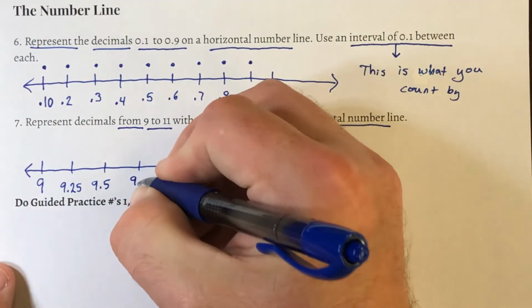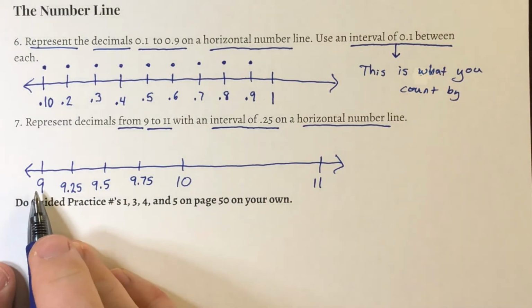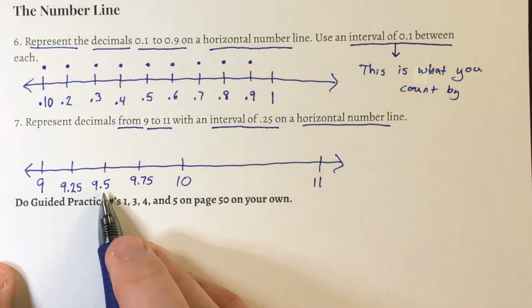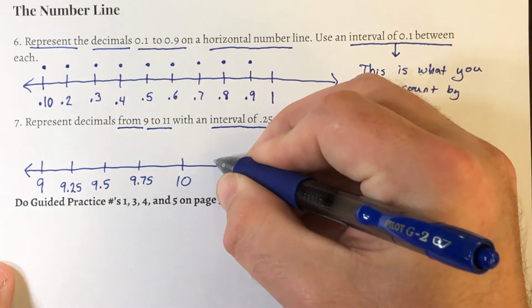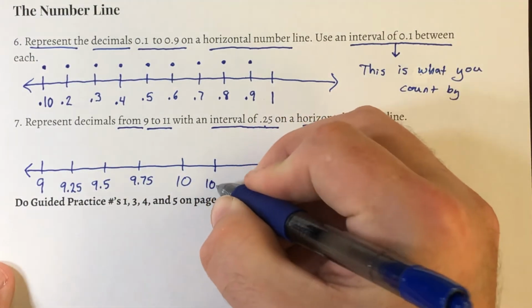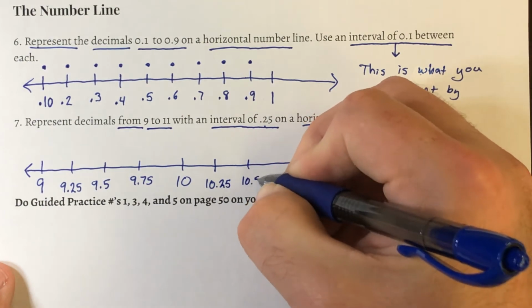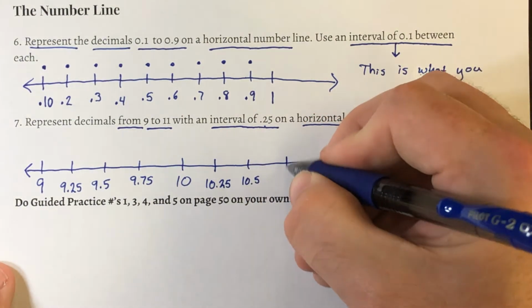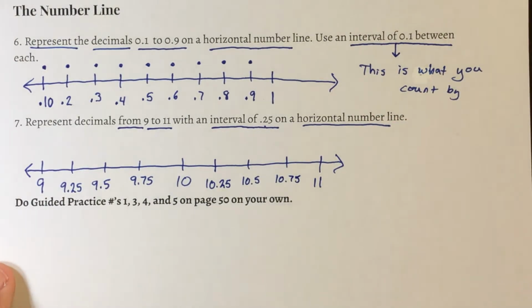Next, 9 and 75 hundredths. It's kind of like counting money. So $9, $9.25, $9.50, $9.75, $10. I keep going. I have to keep counting by 0.25 or 25 hundredths. So 10 and 25 hundredths, 10 and 50 hundredths, or 10.5, 10 and 75 hundredths, and then last comes 11.